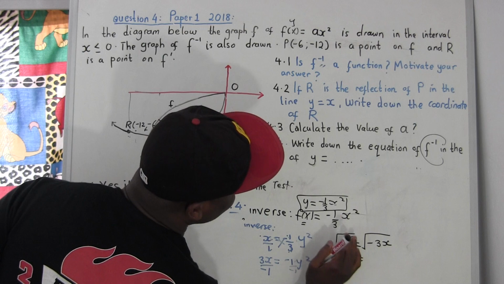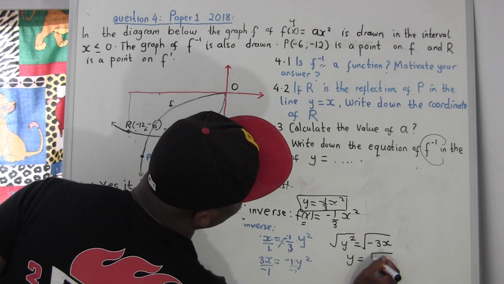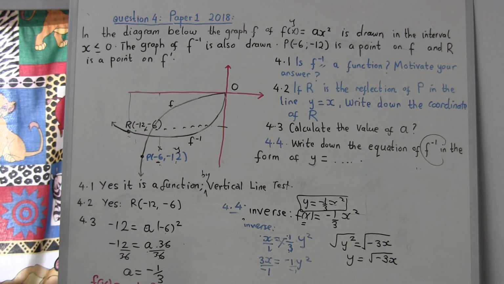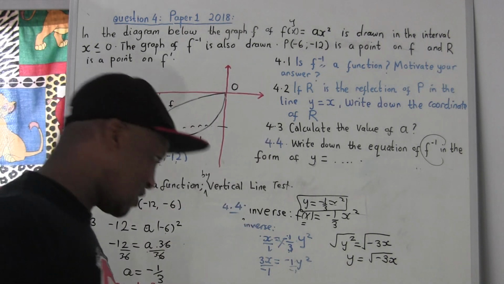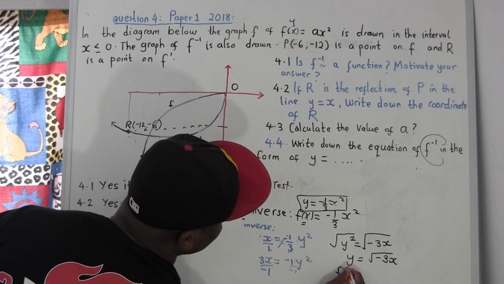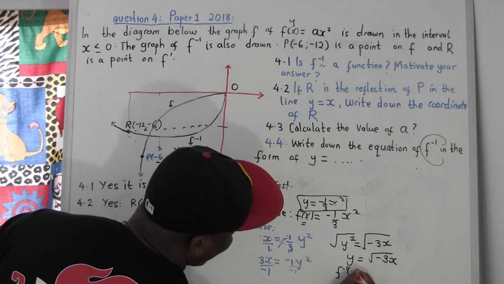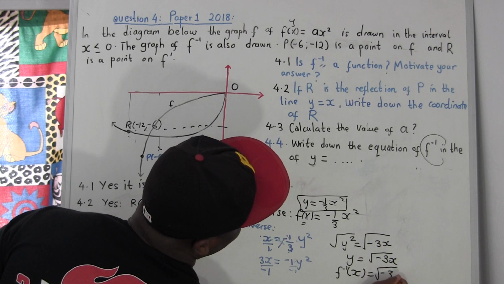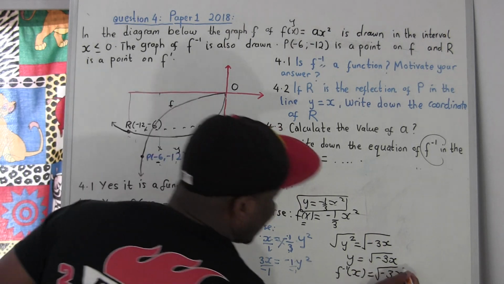So you don't need y squared, you just need y equal to square root of 3x. Once you make x the subject, call this f inverse. So f inverse, now put x here, because this is x, equal to square root of negative 3x.